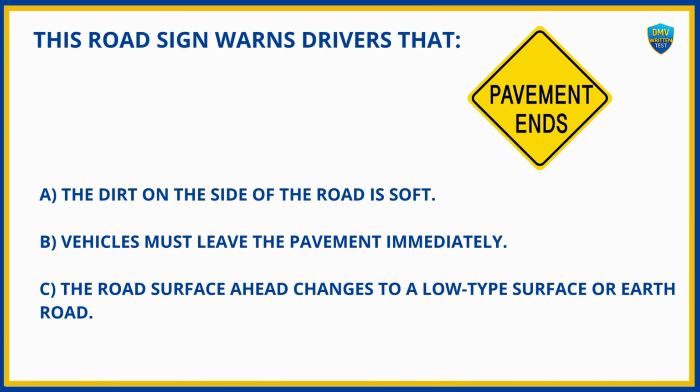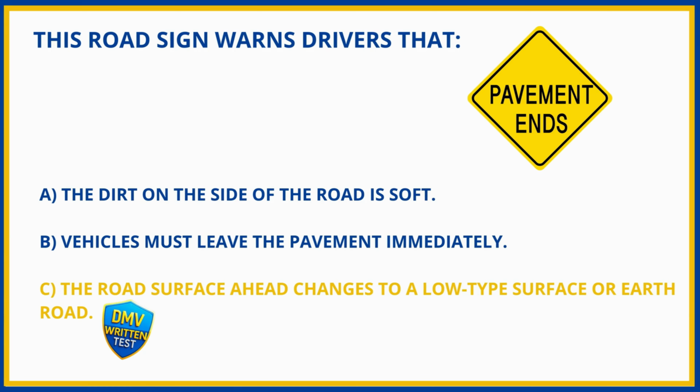This road sign warns drivers that A. The dirt on the side of the road is soft. B. Vehicles must leave the pavement immediately. C. The road surface ahead changes to a low-type surface or earth road. And the answer is C. The road surface ahead changes to a low-type surface or earth road.